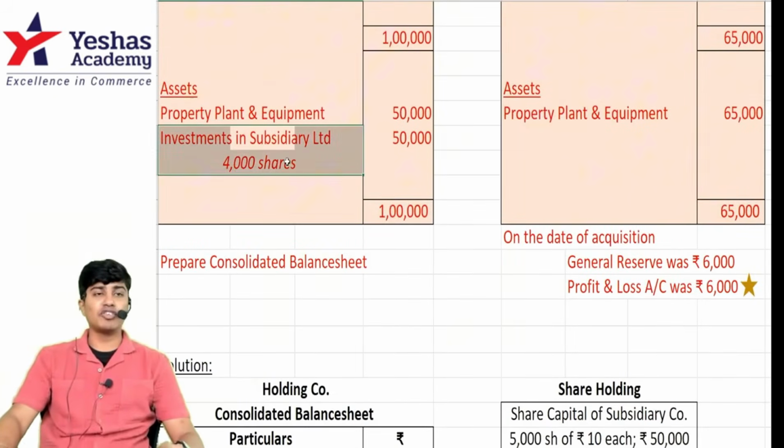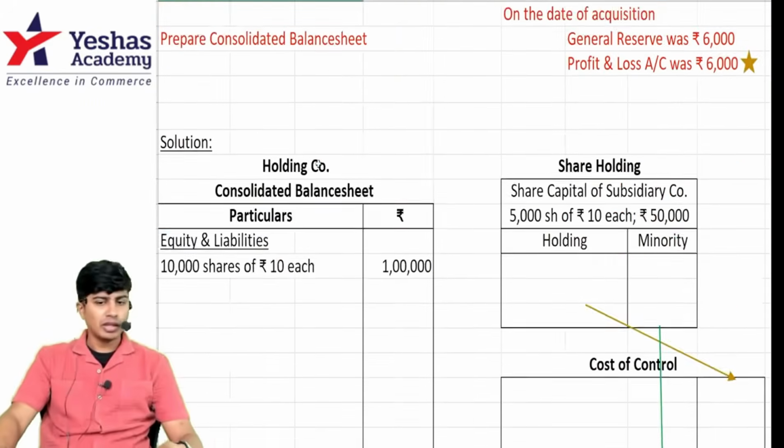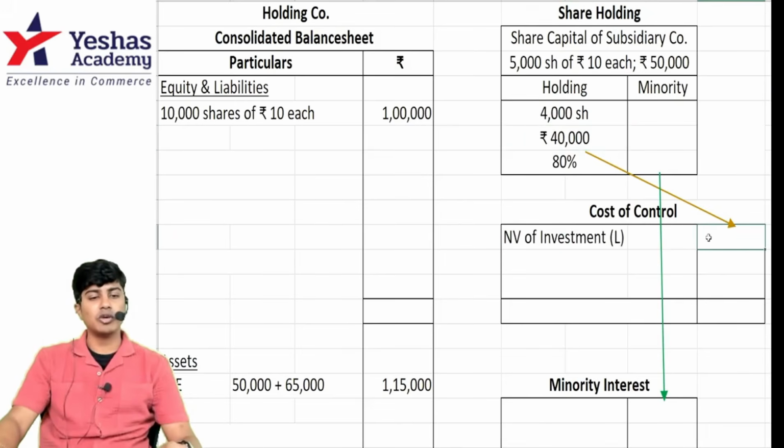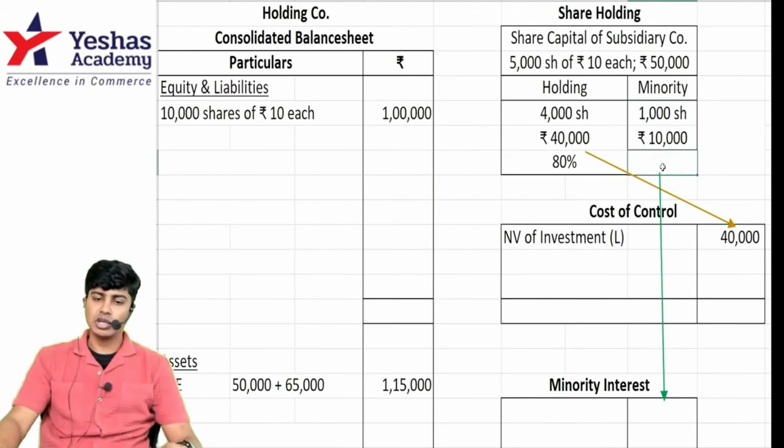Investment in subsidiary. Don't go to 50,000. First deal with the inner column. How much is the inner column amount? 4,000. I would write 4,000 shares in my holding. 4,000 shares, 40,000 rupees, 80%. Where do I write 40,000? In cost of control. What do you write in cost of control? Nominal value of investment. How much? 40,000. Done. How much is minority share? 1,000 shares. 10,000. 20%. Where do you write this 10,000?